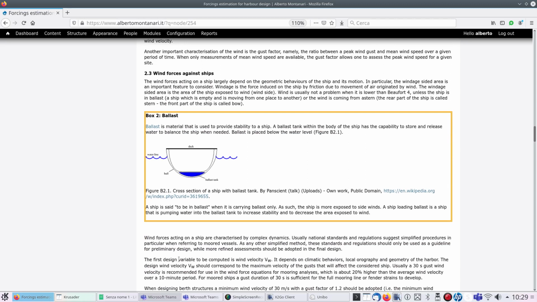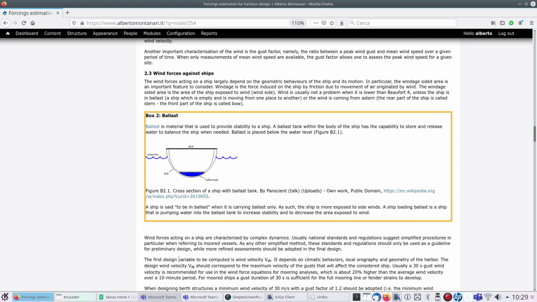Then I included another box to better specify some terminology. In particular, I put the definition of the term which identifies the rear part of the ship, which is the stern. When we talk about the wind coming from astern, it means that it's coming and hitting the ship on the rear part. The bow is the front part of the ship.